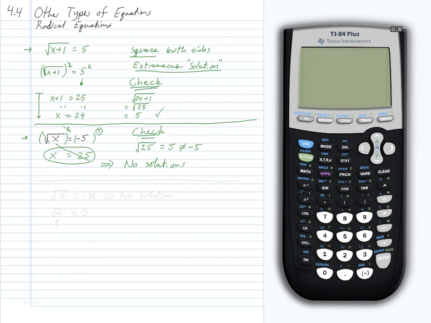That is a common theme in this section. Whenever we say the square root of something is equal to a negative number, there is no solution. The reason for this is that the square root of any expression is always greater than or equal to 0. Right? If we take the square root of 0, we get 0. If we take the square root of 1, we get 1. If we take the square root of 4, we get 2, and so on. Never going to end up with a negative output on the left.